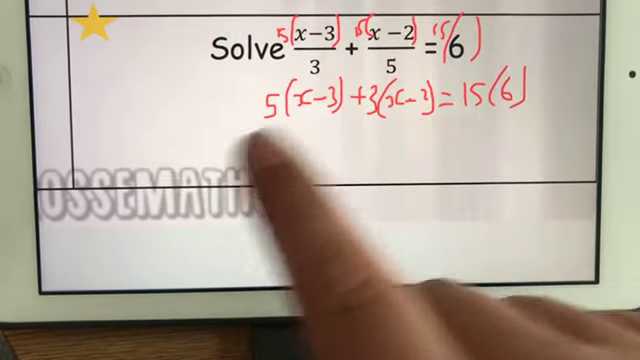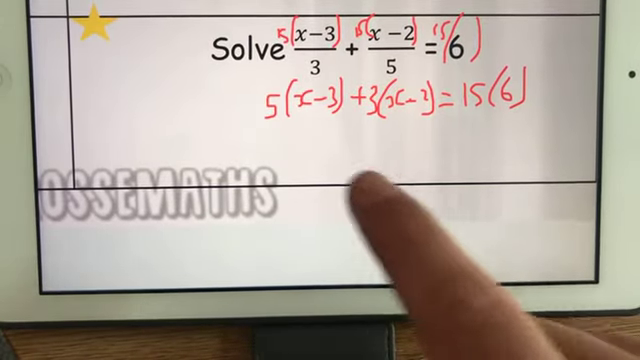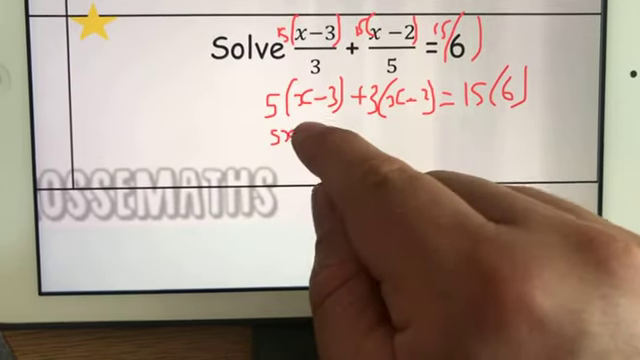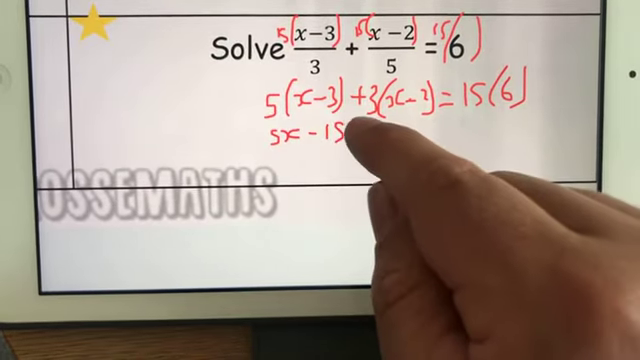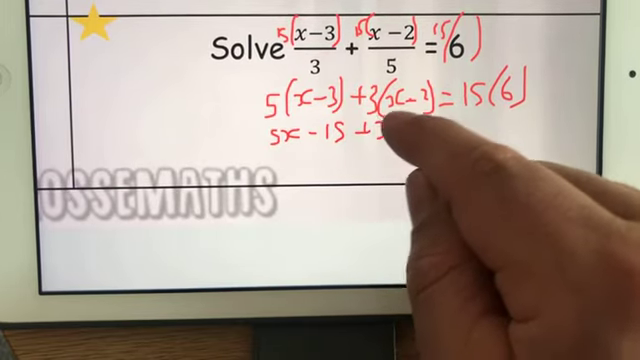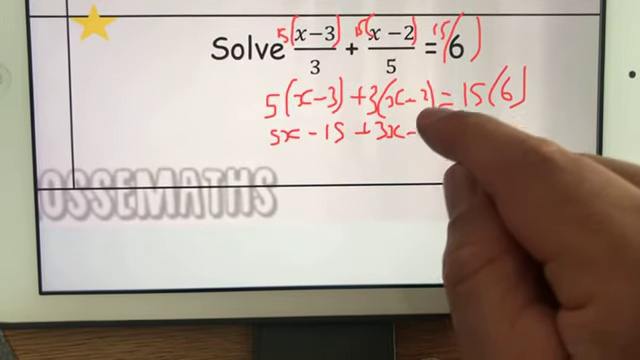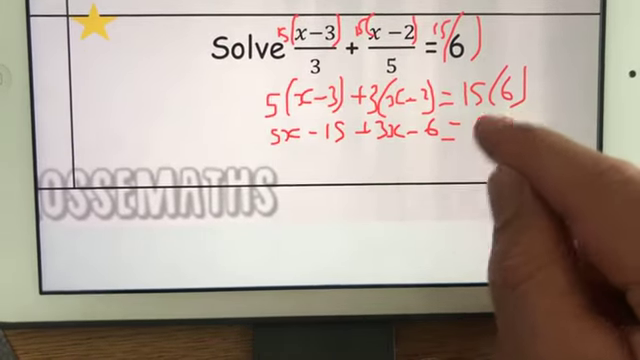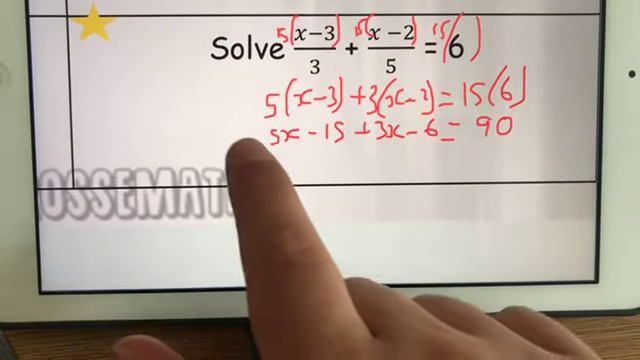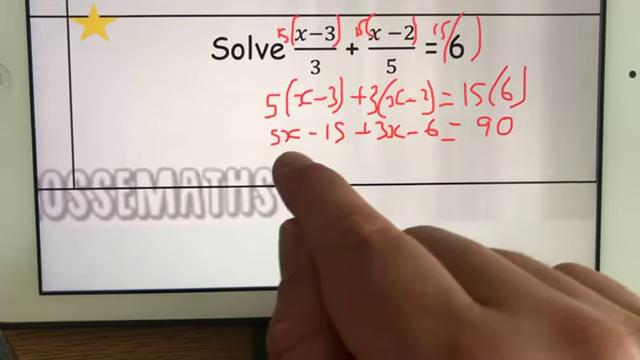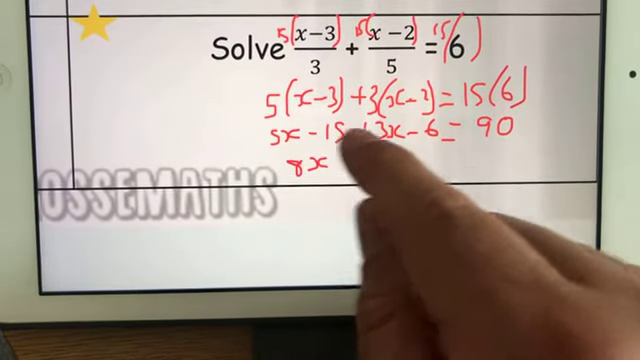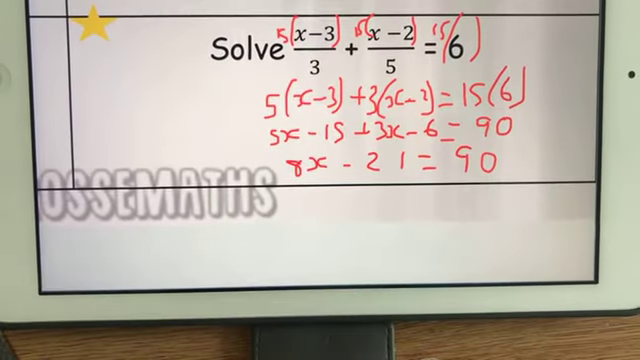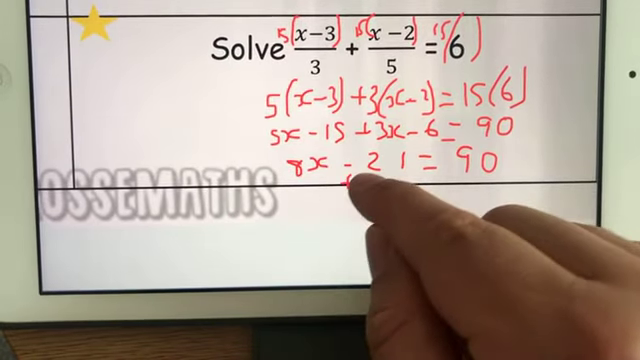Then all we've got is expanding brackets, we've got no fractions left. The fractions are the bits you want to get rid of. 5 times x is 5x. 5 times 3 is 15. 3 times x is 3x. 3 times 2 is 6. 15 times 6 is another one we want to simplify, so that gives me 90. 5x and 3x is 8x. Minus 15 minus 6 is negative 21, all equal to 90. Okay, once you're there, I'm going to add on 21 to both sides.